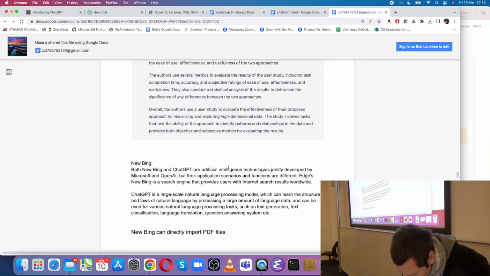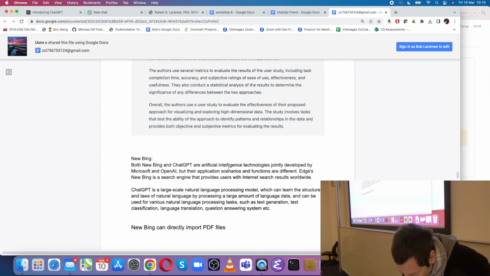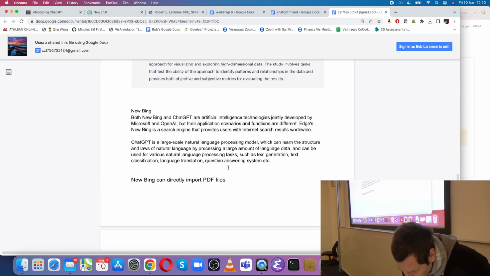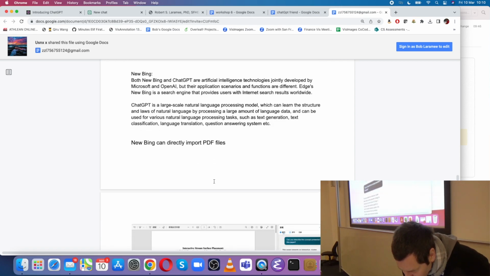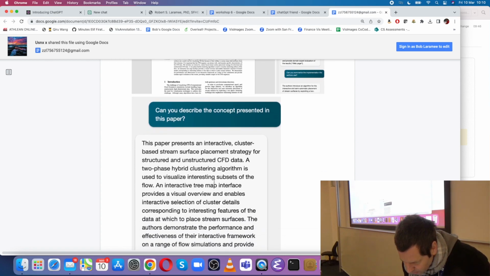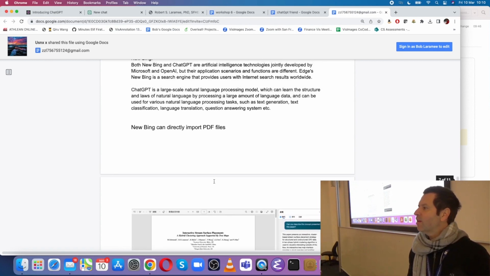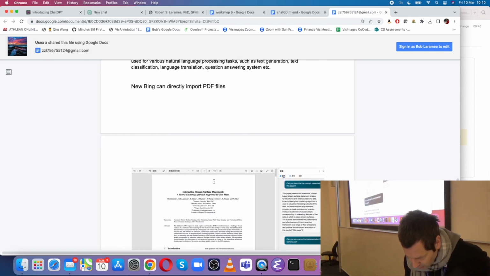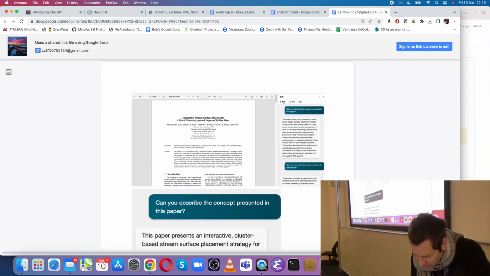Okay, New Bing. Okay, that's the PDF version. Is that the PDF one? Okay, is this using New Bing to do the same thing? Is that the idea? Okay. I don't know about New Bing.